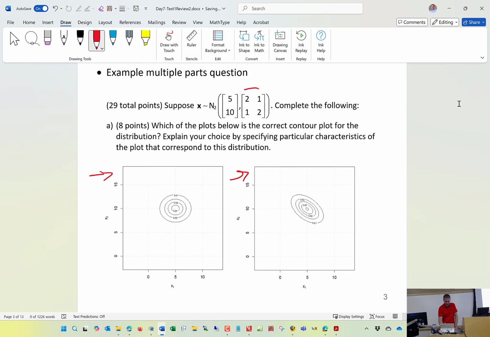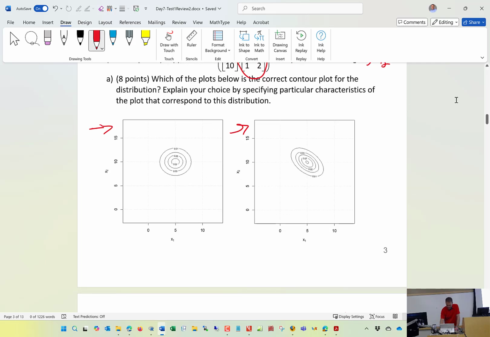Then we take a look at this here. How about we calculate the correlation of x1 and x2? It's going to be 1 over the square root of 2 times 2, so 1 over 2.5. Okay? So notice it's positive. And if I have a positive correlation, what would I expect for these contours? Should they be like this or like that? It should be like a positive relationship.